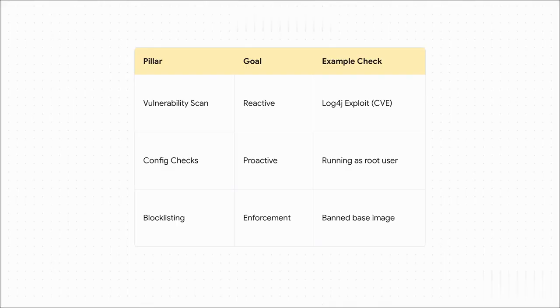This table really brings it all together. Just notice the different goals here. Vulnerability scanning is reactive. It's looking for known threats. Configuration checks are proactive. They're about following best practices. And blocklisting is about absolute policy enforcement. Put them all together, and you get a real defense-in-depth strategy for your container images.